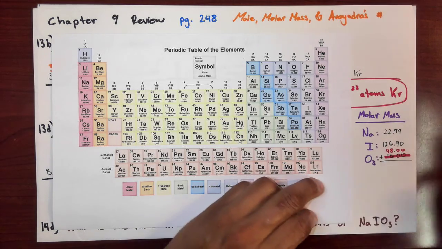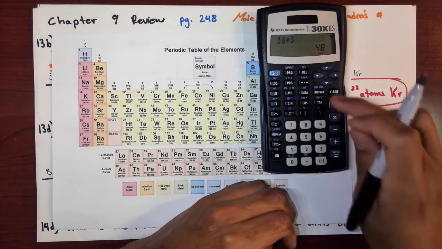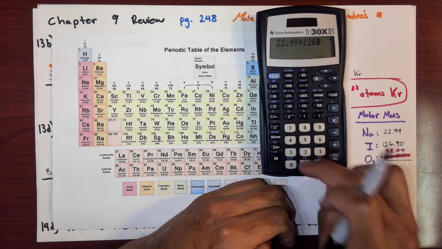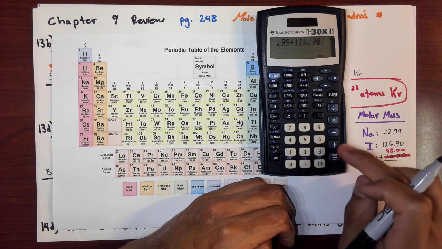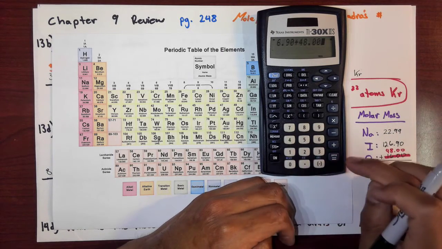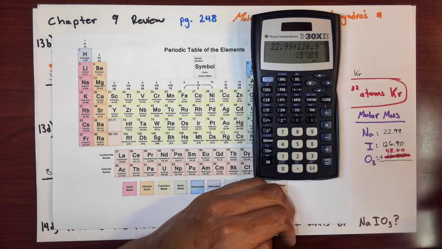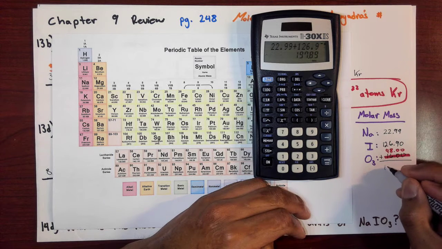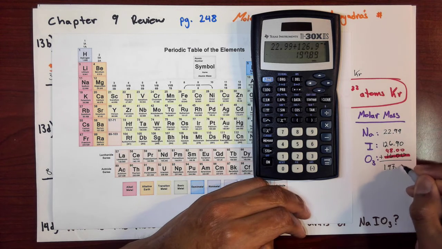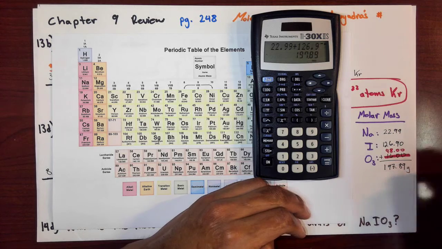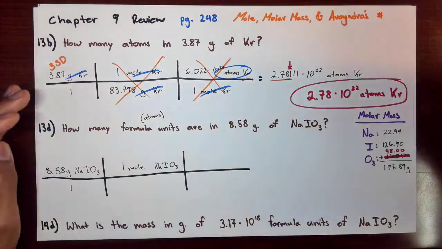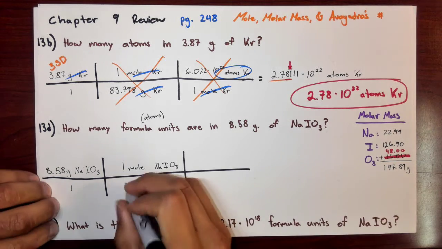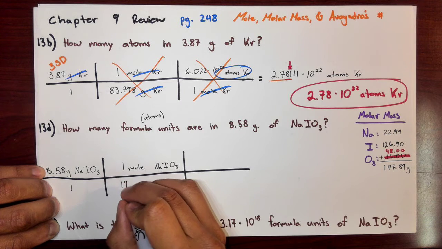Now we can add this up. And if we add that up, let's just use our calculator. 22.99 plus 126.90 plus 48.00. Now those zeros obviously at the end don't really matter that much when you're plugging them in, but just to be safe, we're going to plug everything in. And then we end up with 197.89 grams. Okay, so the molar mass of sodium iodate is going to be 197.89 grams, and that's what we're going to write down here.